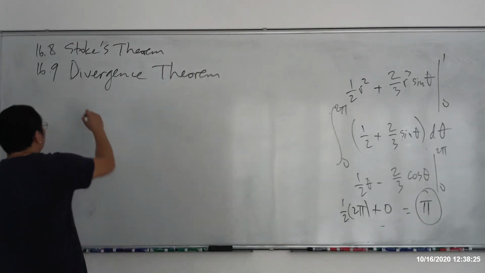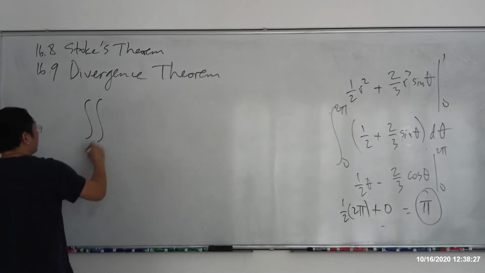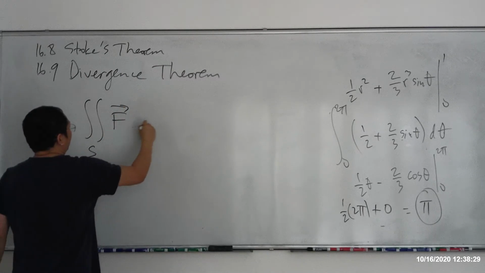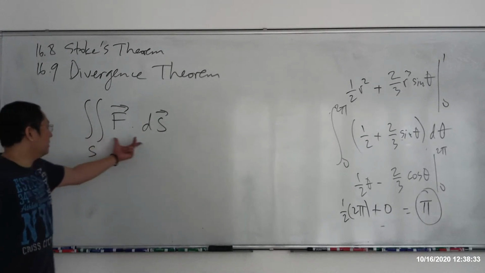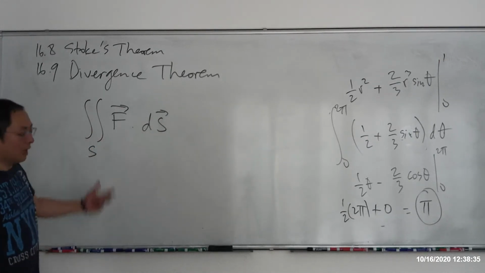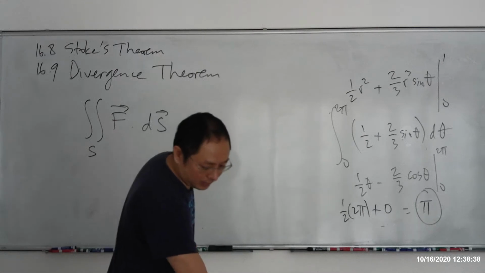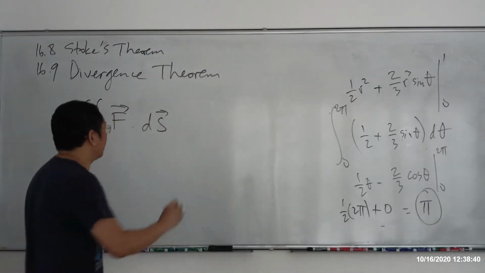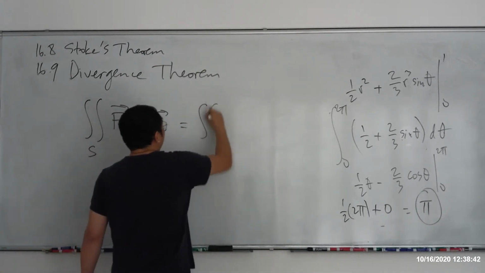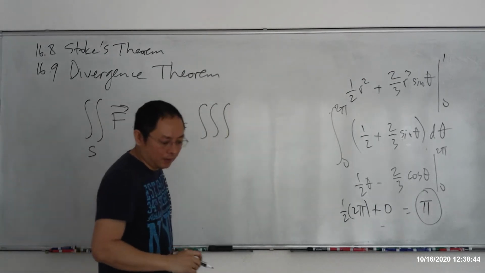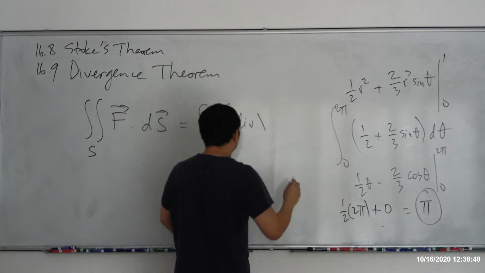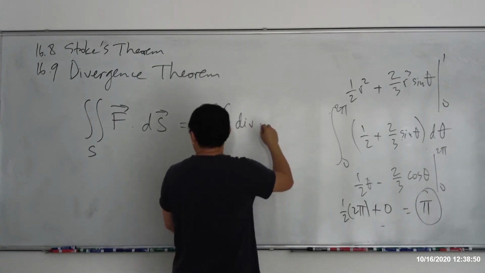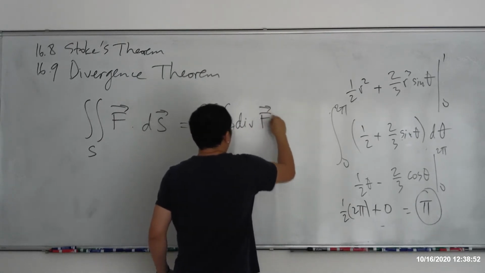So if you have a double integral on the surface S of the field F times dS, this is the surface integral. Now I'm writing it in vector form. And the divergence theorem says it's going to be equal to the triple integral of the divergence of vector F dV.